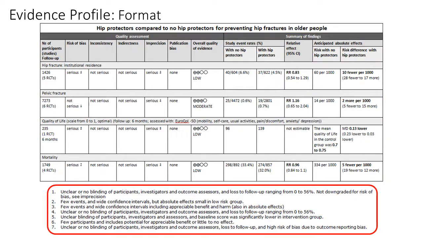Below the table are footnotes, which provide explanations about information in the table, such as elaboration on the judgments made for the quality of evidence assessment. Reading the footnotes is important for understanding all the information in the table.